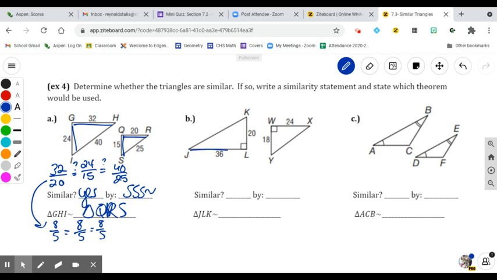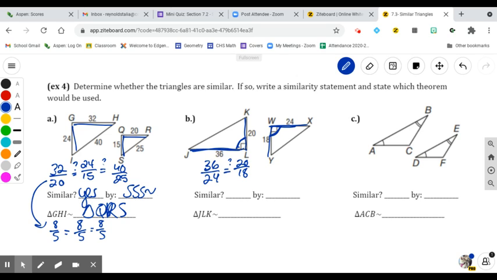The next one, 36 and 20, and then we have 24 and 18. We have a pair of congruent angles. So this one could possibly be side, angle, side. We don't know. We have to check. So the 36 is the bigger one, so that's going to go with 24. And then 20 is going to go with 18. So are they equal? Let's see.